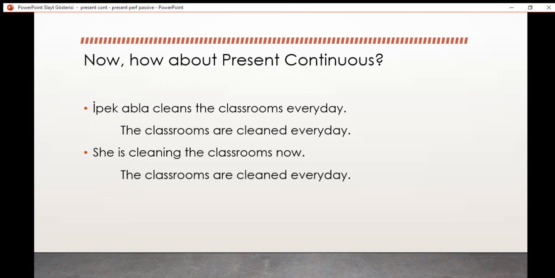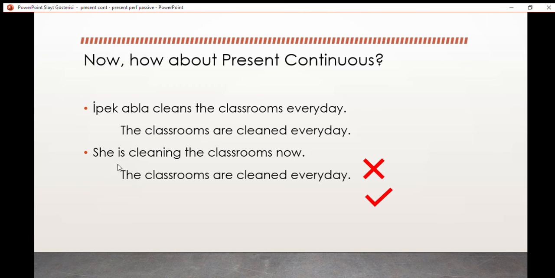this one, she's cleaning the classrooms now, is right now, so it's present continuous. Therefore, this sentence is not correct. We have to put ing in the passive sentence as well. But where? Where do we put the ing?